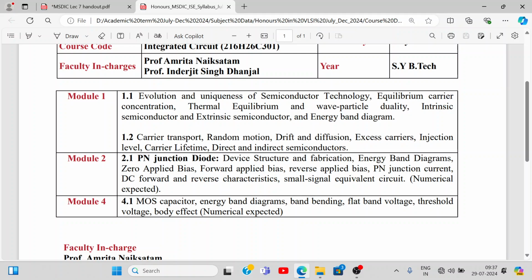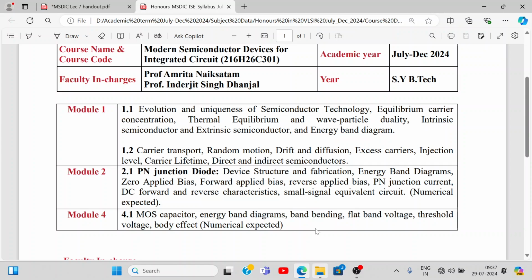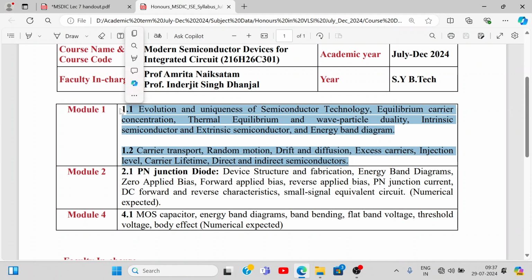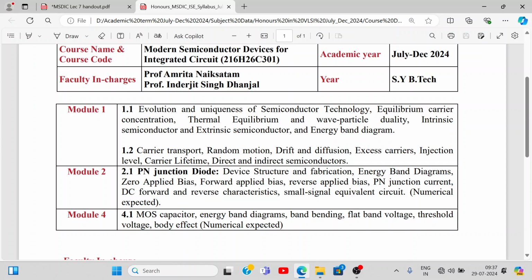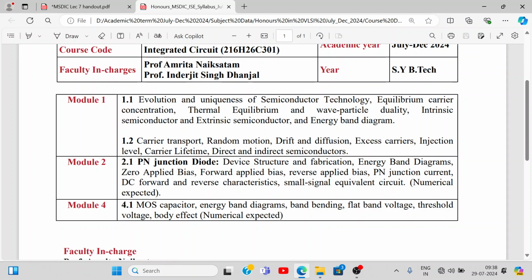One we are already completing, and we have solved numericals also. And 1, 2, and 4 are part of it, not completely. We have 2.2, 2.3 also, so it's a part of it. Okay. So here we'll have module number 1, 2, and 4. This we are already on the verge of completing. 1.1 and 1.2, that is module number 1. That is not much. That is PN junction only.